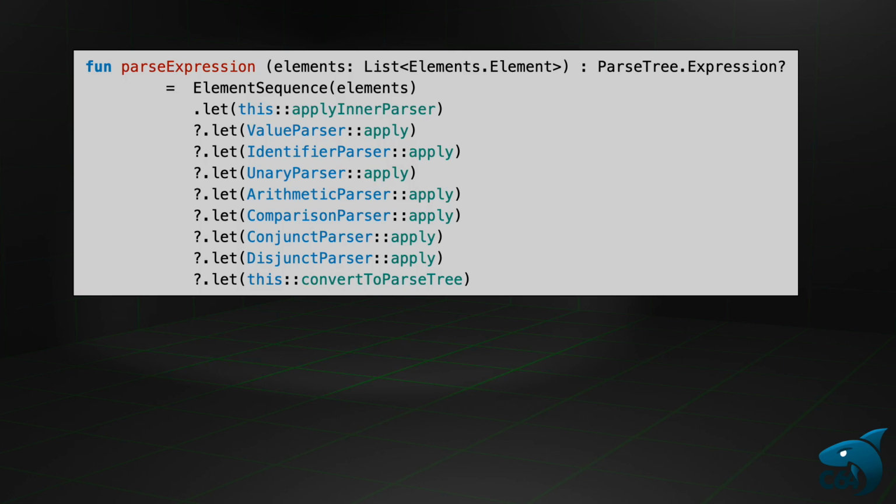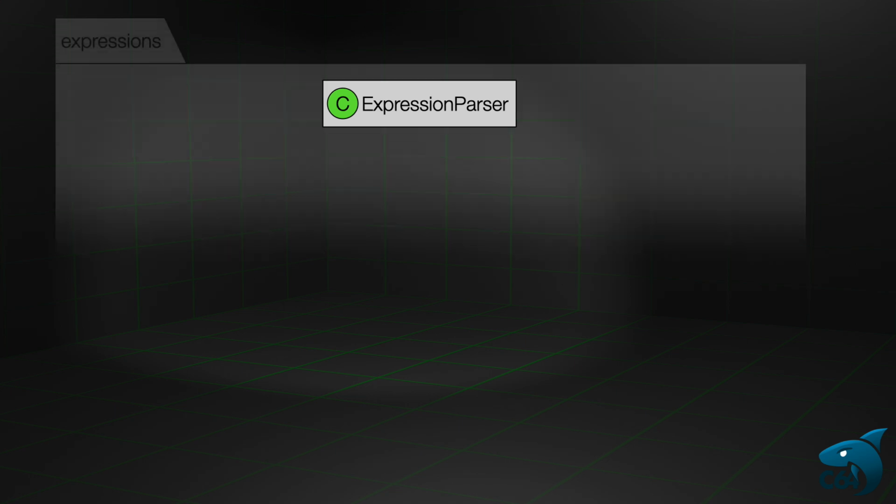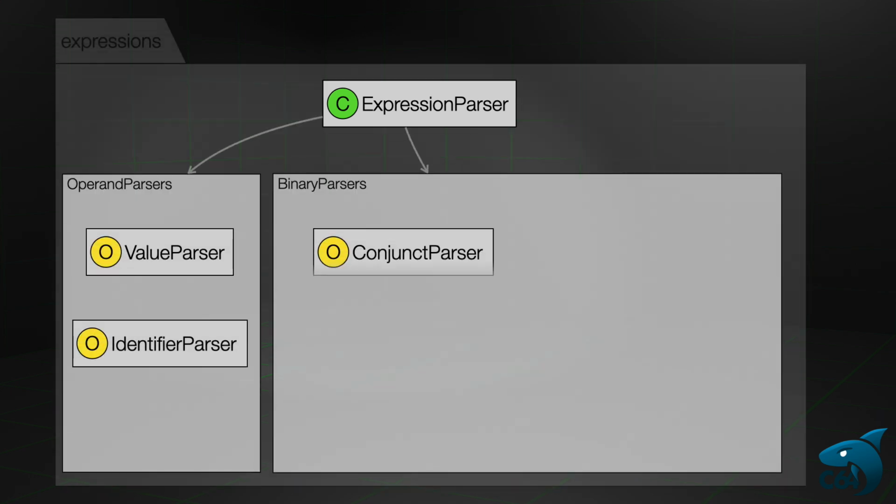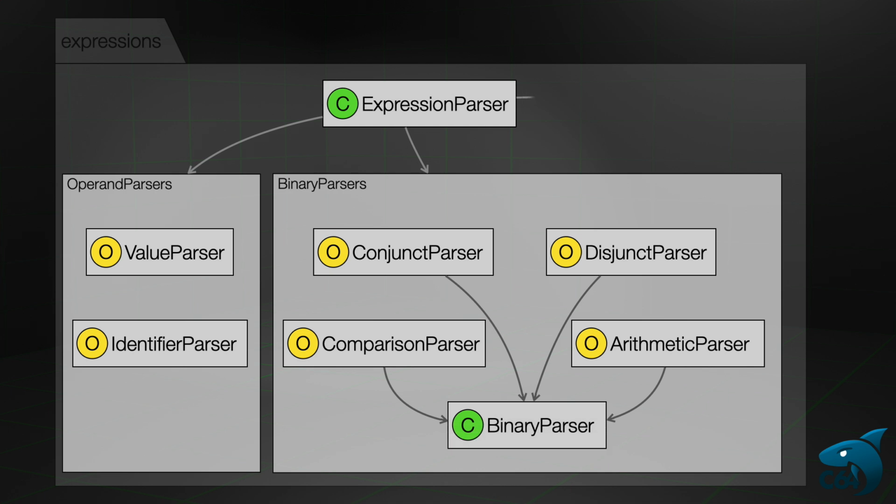Of course, this implementation may change later on depending on the future requirements. The refactoring of the parseExpression function meant also adding new classes. In fact, the expression parser class was split into 8 classes. In addition to these classes, there are also some supporting classes which are not shown here.